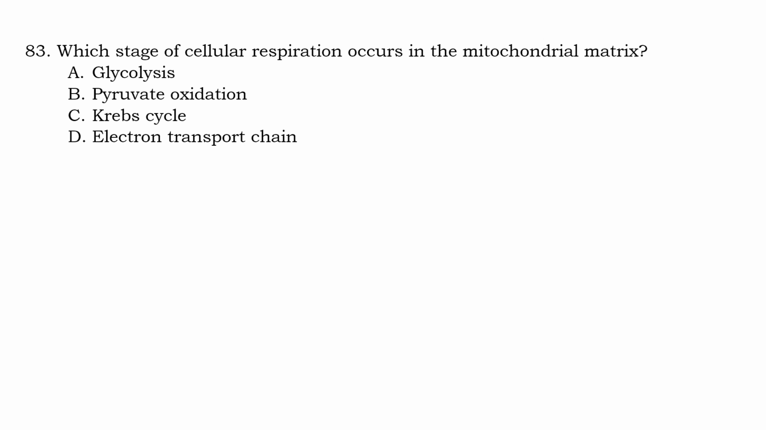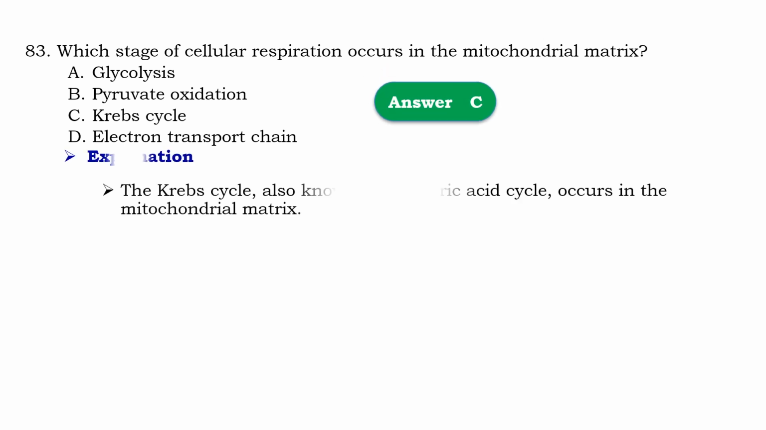Question number 83. Which stage of cellular respiration occurs in mitochondrial matrix? So that should be C, Krebs cycle. Means that the Krebs cycle, also known as citric acid cycle, occurs in mitochondrial matrix.